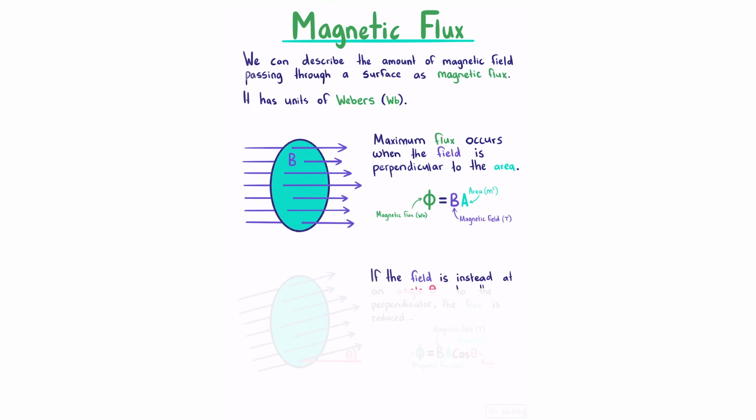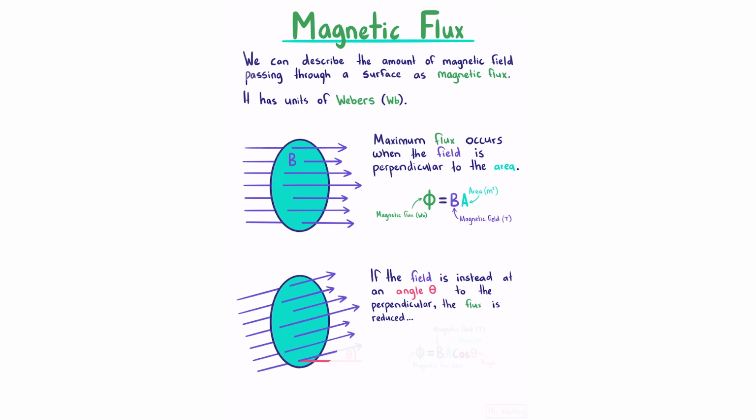Our equation for our magnetic flux is just our magnetic field multiplied by the area. If the field is instead at an angle to the perpendicular, the flux is reduced, and so we see our field lines intersecting our surface at an angle theta. Our magnetic flux then becomes our magnetic field times our area, but now multiplied by cosine of the angle.